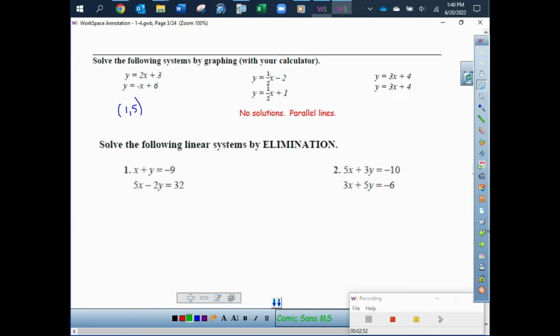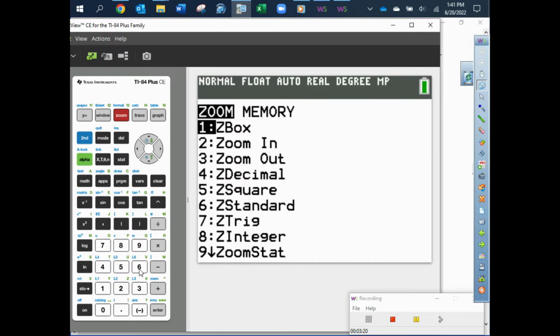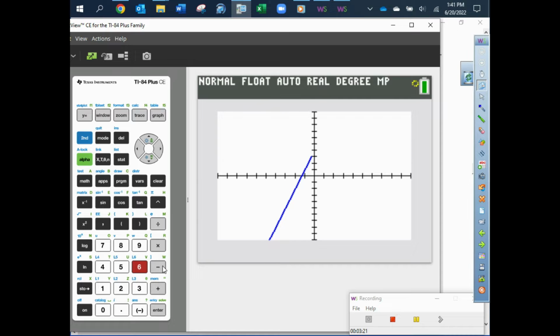And then to graph this, it seems kind of silly, but I'm going to show you. If I was to graph y equals 3x plus 4 both times, clear these out, I'll do it both times, even though you know that's the same line on top of itself. Just want to show you 3x plus 4 both times. Zoom 6. There's the blue line, there's the red line. They lie right on top of each other.